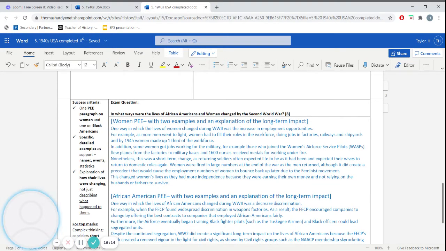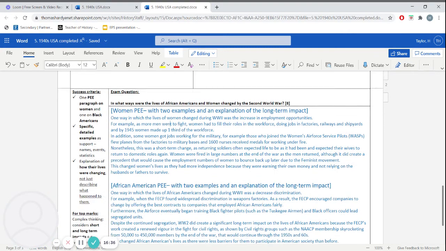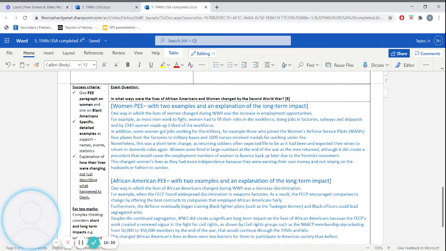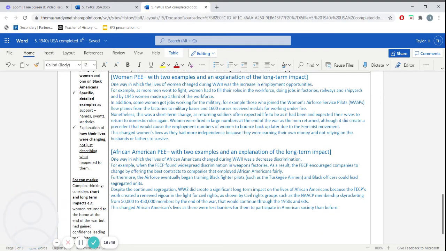And then I've included another example where I've talked about the women that joined the WASPs and that they flew planes from factories to military bases, and that 1,600 nurses received medals for working under fire. So I've included some more evidence about the work that women did actually in the military, as well as in the workforce supporting the military. But then I've said, because one of the things you need to talk about to get the highest marks is to consider this complex thinking idea again.